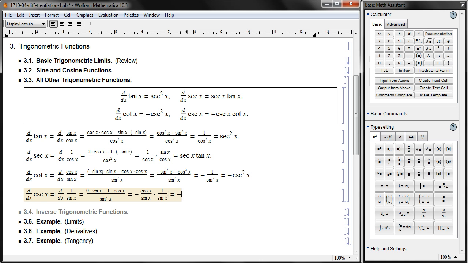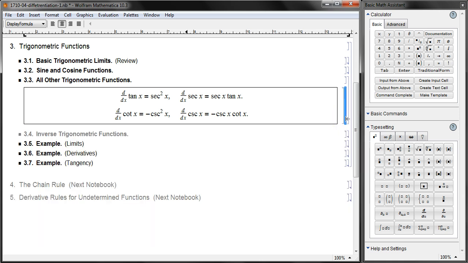So what do you get? Negative cotangent of x times cosecant of x, or cosecant of x times cotangent of x, because multiplication is commutative. Either way it works out. That completes the proof of all these trigonometric functions.